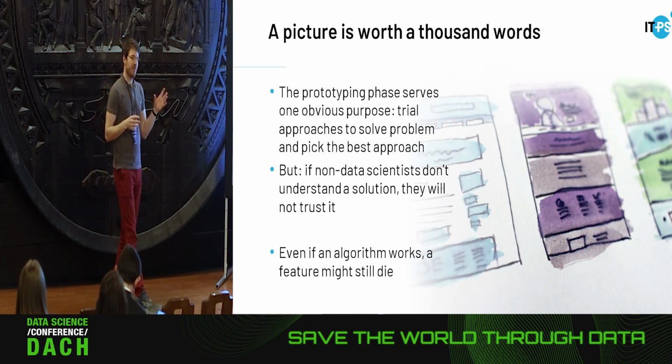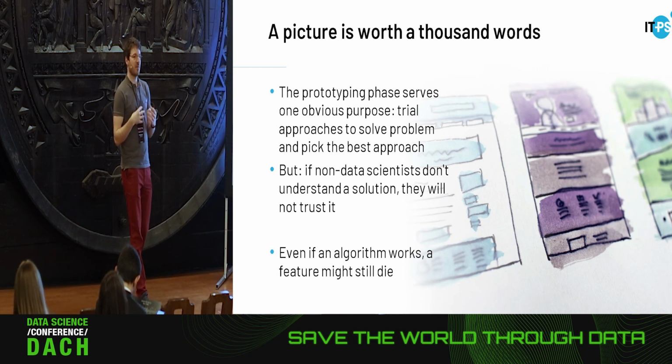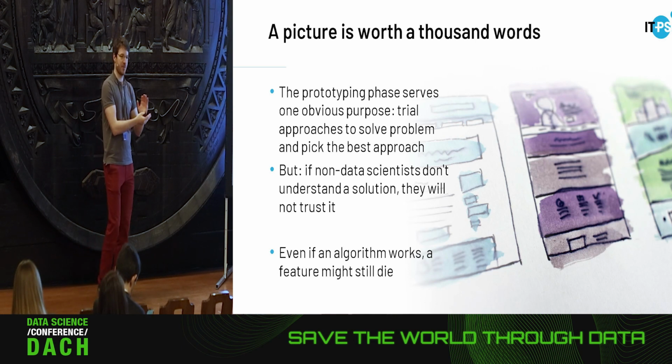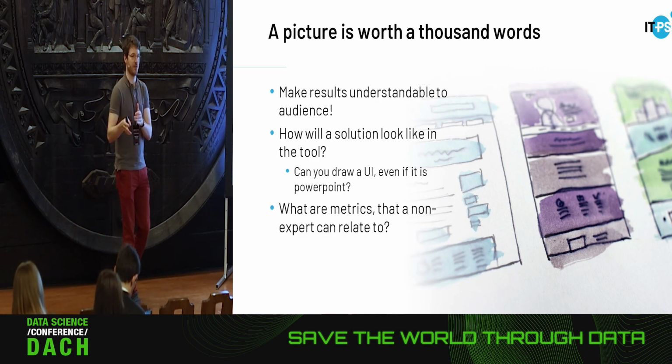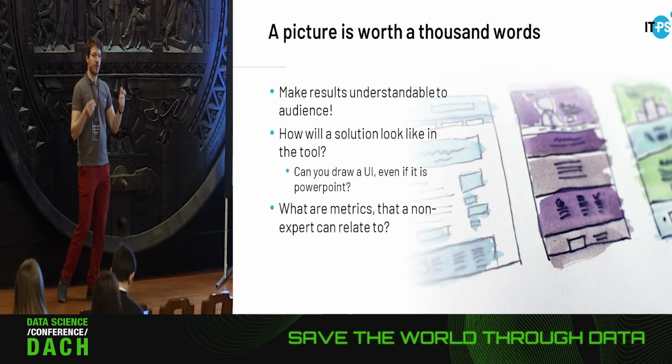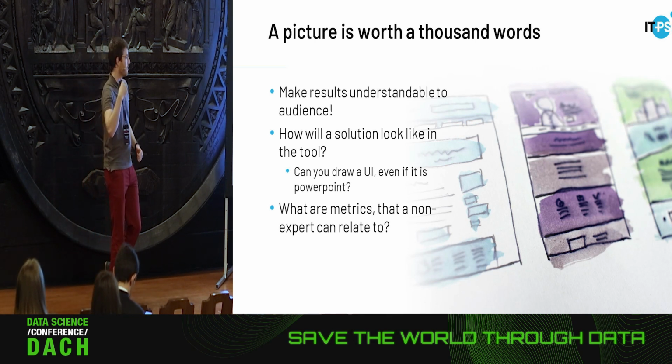Now, even if the algorithm works perfectly, they might still not use it. They say, I have no idea what's happening. This is some kind of black box. I do not understand it. I do not trust it. I will not use it. So you need to make sure that all your results are actually understandable.